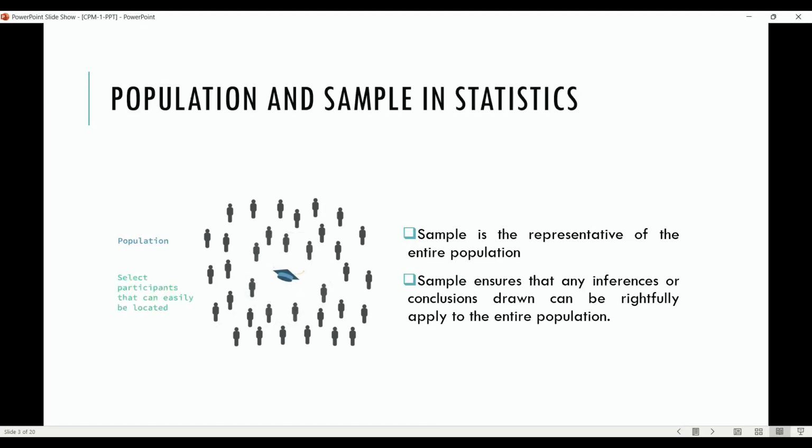So the first and fundamental concept you have to understand is population and sample. I hope you all know that when it comes to research, there are two important things you have to understand: one is a population and another is a sample. So what is a population? A population is nothing but the entire respondents or the data set that is available in the environment. That is population.